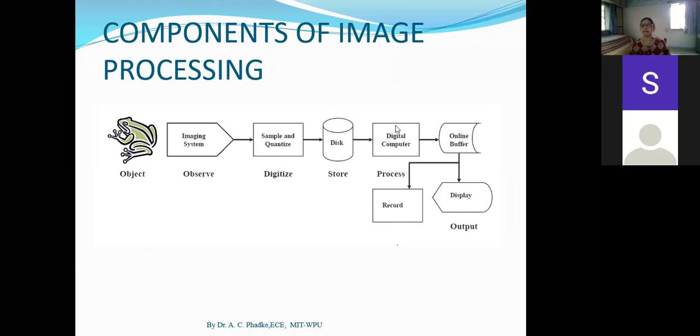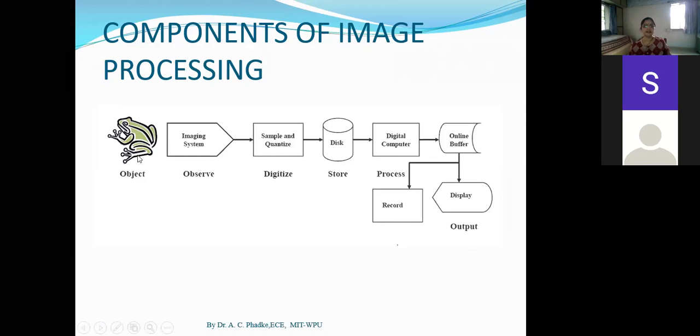In medical applications, usually the processed image is displayed, and many other applications also need a display for the processed image. For certain applications, you need a record of this processed image, so you can use some permanent storage to store the processed images. I hope all these components are clear to you. If you have any queries, please type in the chat box. You can interrupt me at any time. It is better to put your questions in the chat box.